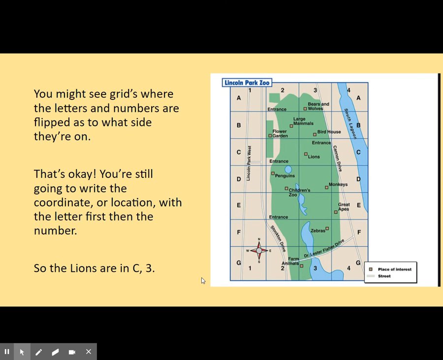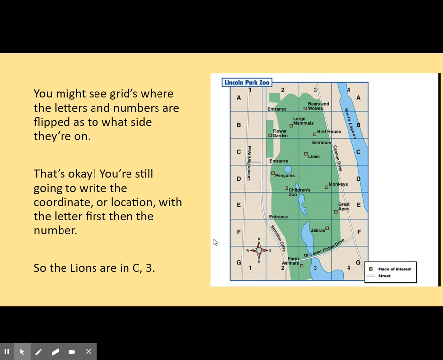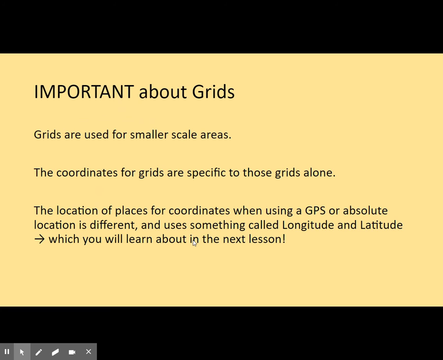Sometimes on the grid the letters and numbers are going to be flipped, and that's perfectly okay. But you're still going to write the location, which is known as the coordinate, with the letter first and then the number. So for example, the lions are in C3. Even though these are flipped, it is still using the letter first and then the number. So it's a really important thing to know about grids.